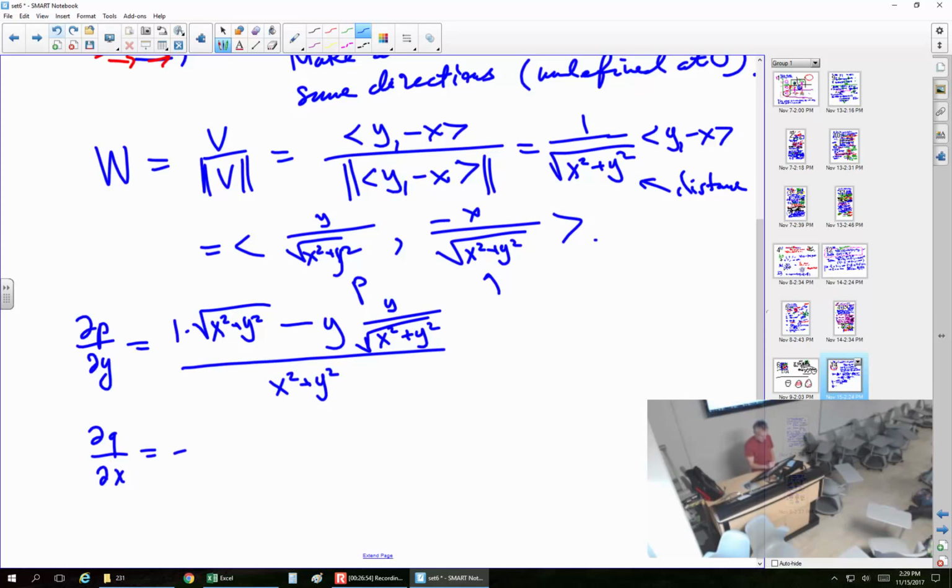Now I'm doing a differentiation with respect to x of the second component up here, and so I'm going to have once again 1, the derivative of x with respect to x, times the square root of x squared plus y squared, minus x, the numerator, times the derivative of the denominator, which will be x over the square root of x squared plus y squared, over x squared plus y squared.